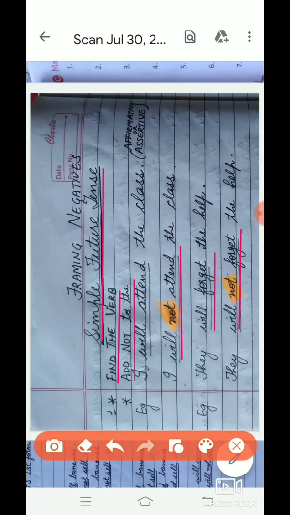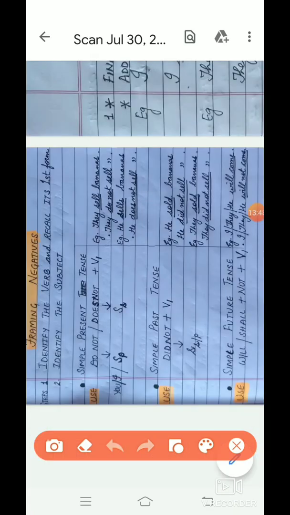Let's quickly revise what we have learned. When you get a sentence to change into negative, first focus on the verb. To begin this revision, I will start with the easiest one, that is simple future tense. Check your sentence with the example, I, they or he will come. Here my verb is will come. So what I need to do? I have to make it negative by using not at the appropriate place. So the answer will be they, I, he will not come.